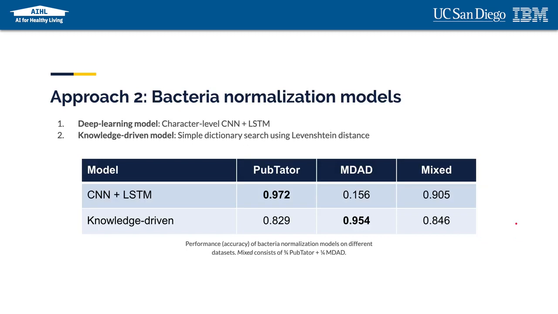The second approach is to develop two different bacteria normalization models. The first is a deep learning model, which is a character level CNN LSTM, and the second is a knowledge-driven model, which is a simple dictionary lookup using Levenshtein distance. The deep learning model did well in PubTator, but poor in MDAD. The knowledge-driven model did the opposite, and neither did well on a mixed data set of PubTator and MDAD data.